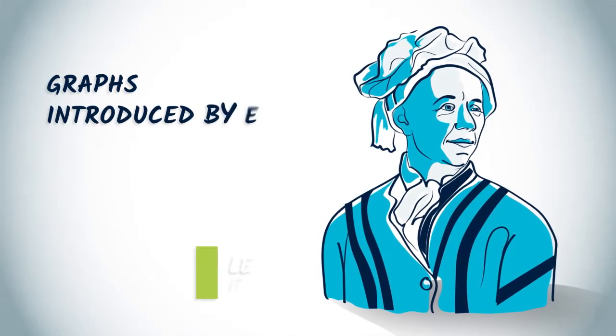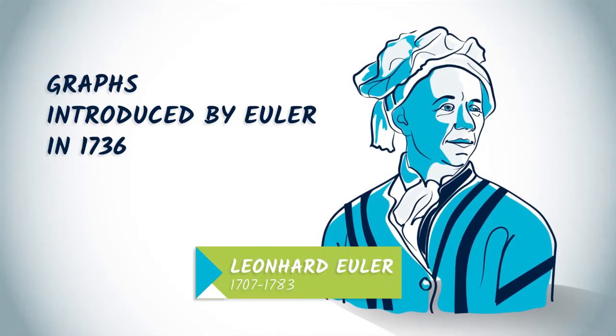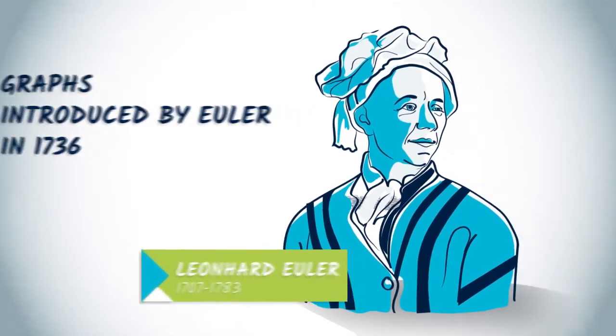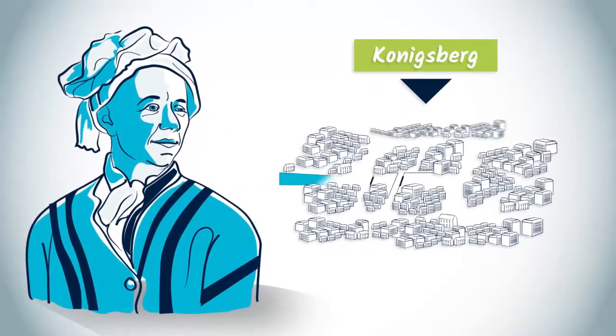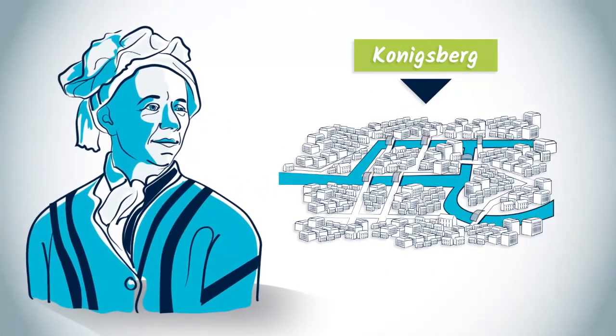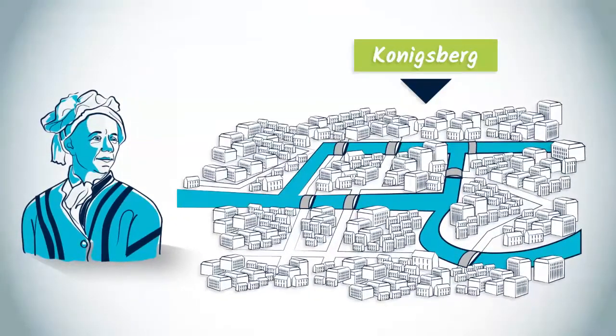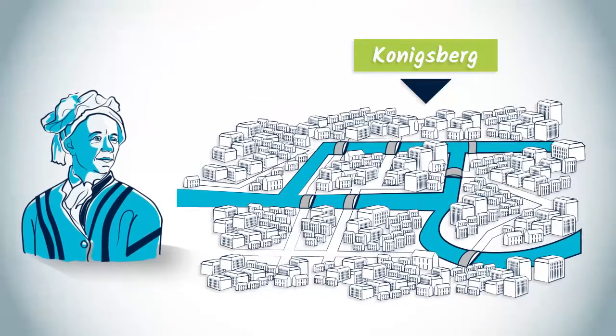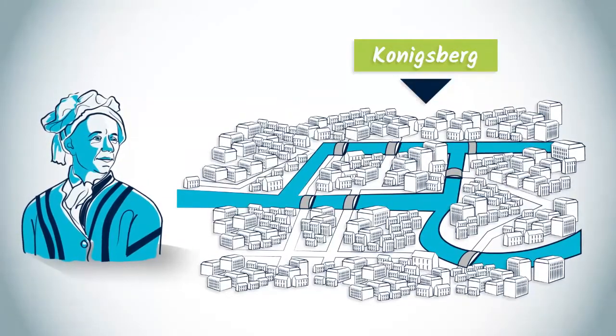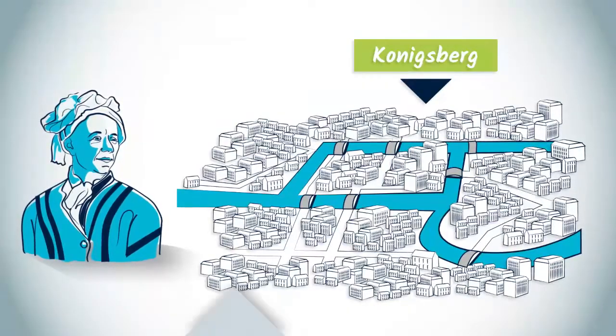Graphs were first introduced by Euler in 1736. He was interested in formally proving that no one could walk around the city of Königsberg and cross each of its bridges exactly one time. To prove this, he showed that starting and finishing at one time would require the graph to contain zero or two landmasses with an odd number of bridges. Since Königsberg landmasses all contained an odd number of bridges, this route was impossible.